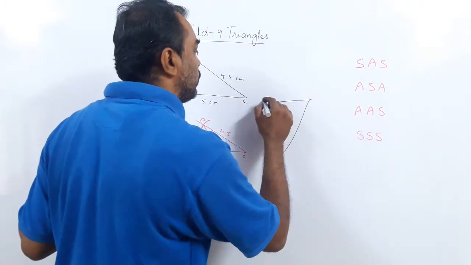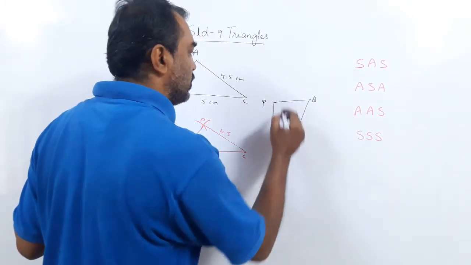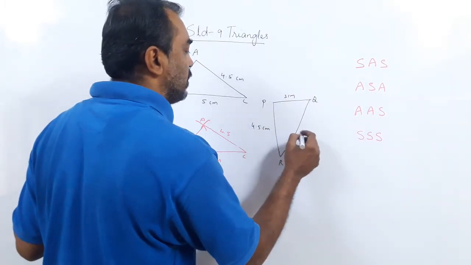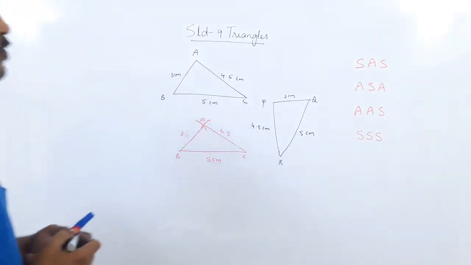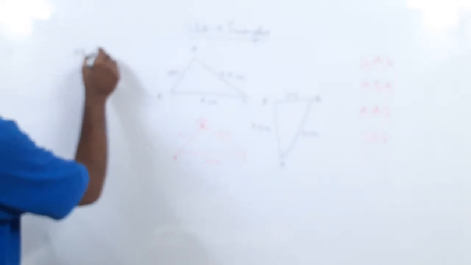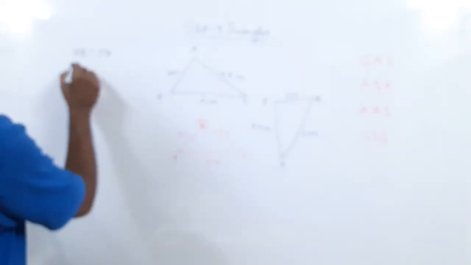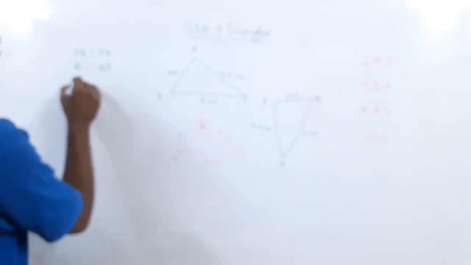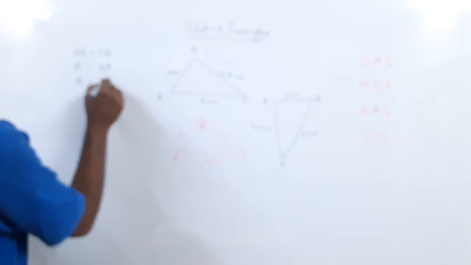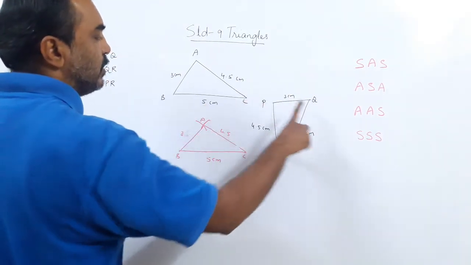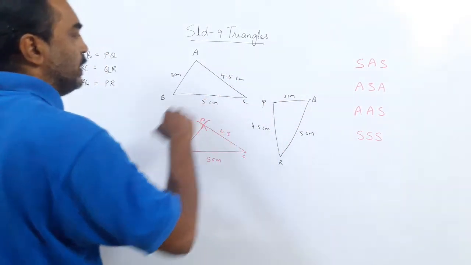Say PQR, in which PQ is 3 cm, this is 4.5 cm, and this is 5 cm. So if you look at both the triangles, then what are you seeing? AB equal to PQ, BC equal to QR, and AC equal to PR. Can you see this? We have got AB equal to PQ, BC equal to QR, and AC equal to PR.